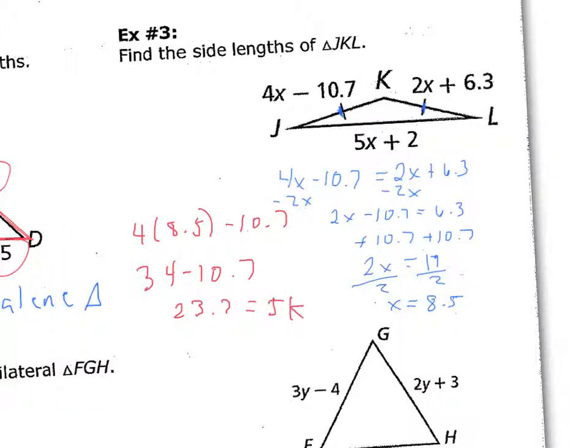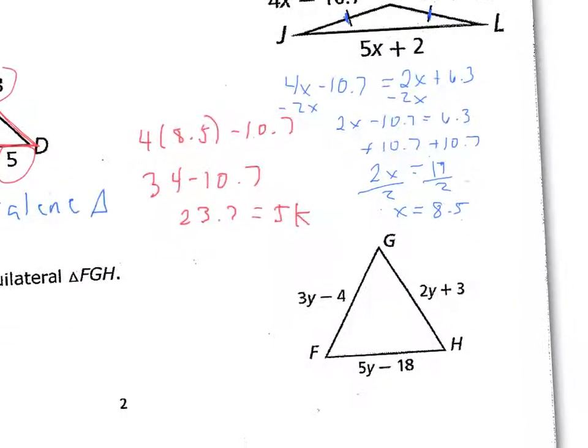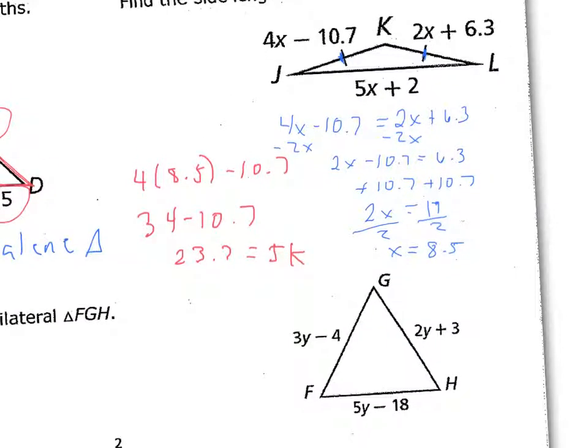Okay, for your next one, you would want to find KL. So let's plug in our 8.5 for KL. So you would have 2 times 8.5 plus 6.3. Okay, so 2 times 8.5 would be 17. Add 6.3, that would give you 23.3.